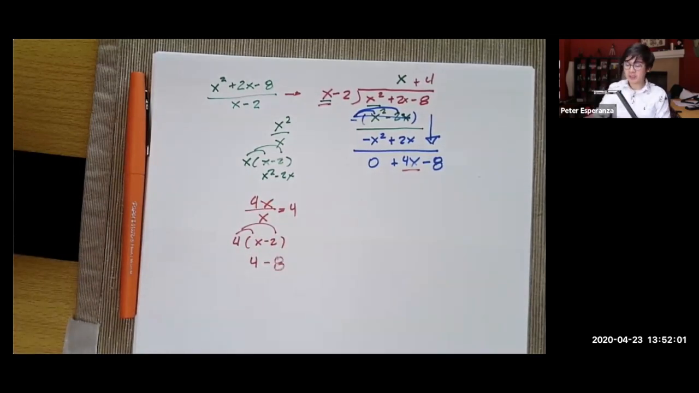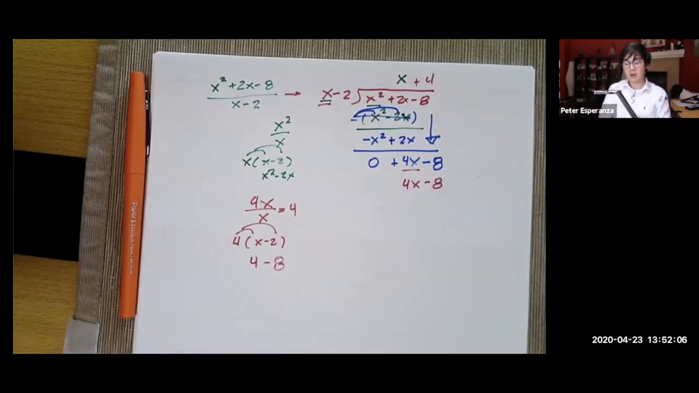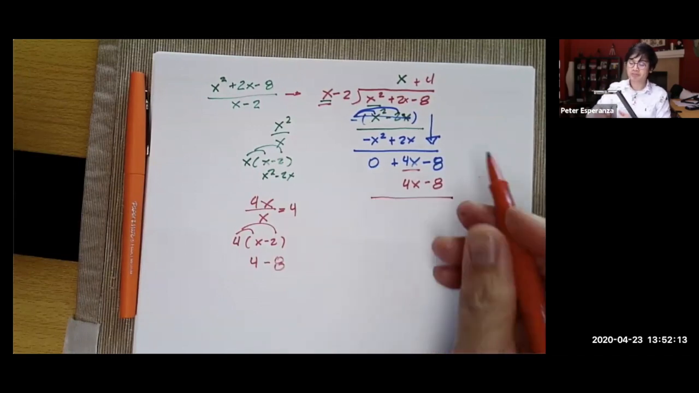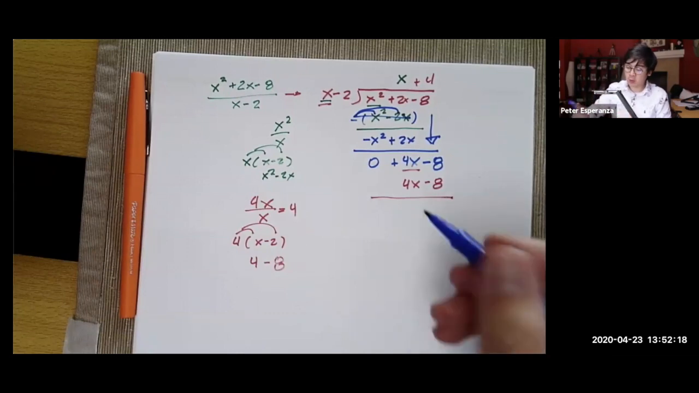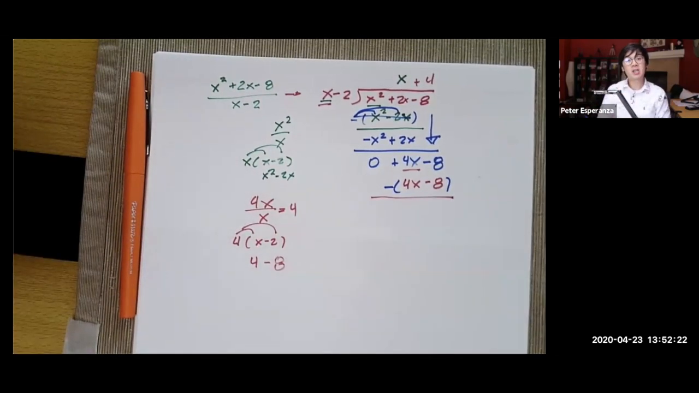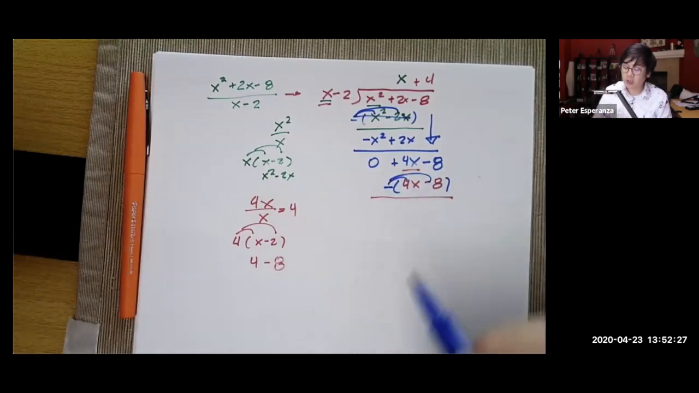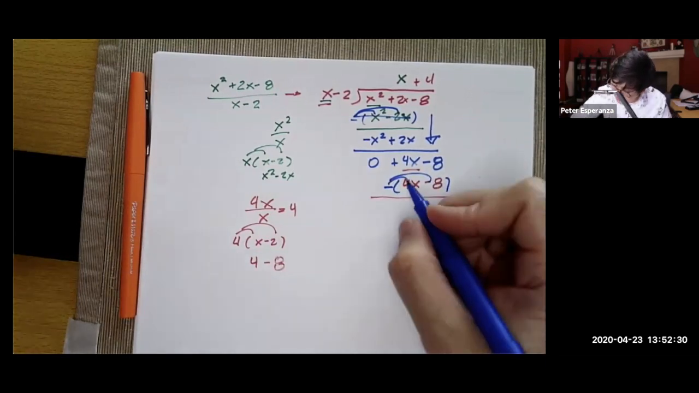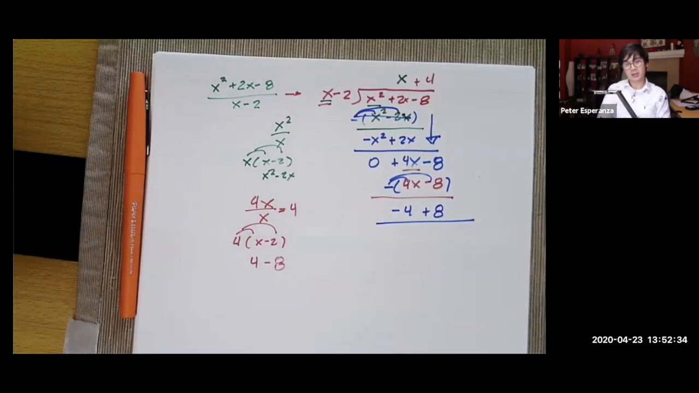So now we have 4x minus 8, which we're going to be plugging in here. Now, don't make this mistake because most students make this mistake of forgetting to subtract it. You're not adding, you are subtracting. So what you're going to do is change the signs of your polynomial because you're going to distribute the negative here and here. So you'll have negative 4x plus 8. And then you will add.